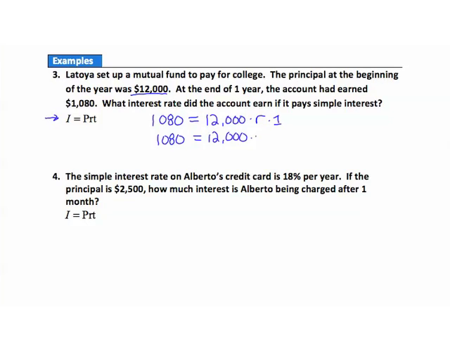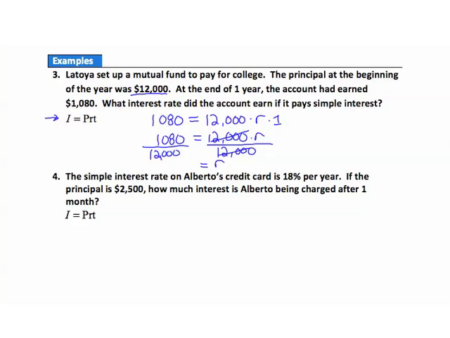$12,000 times R, the interest rate. Now I want to solve for R, which means I want to get it all alone. So I want to undo this multiplication by 12,000. So I'm going to divide both sides by $12,000. On the right side, that common factor of 12,000 divides out and leaves us with R, our interest rate.